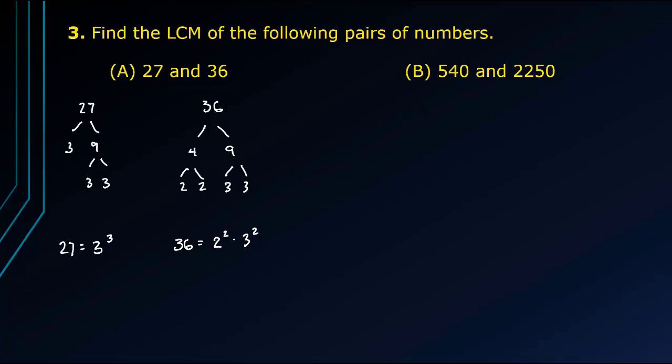So when I look here and I see the 3 to the third power and the 3 squared, I'm going to take the 3 to the third power. And this one has a 2 squared. This doesn't have any 2's at all, so I'm going to take 2 squared. So the least common multiple is going to be 2 squared times 3 cubed, which is basically the same thing as 4 times 27, which is 108.